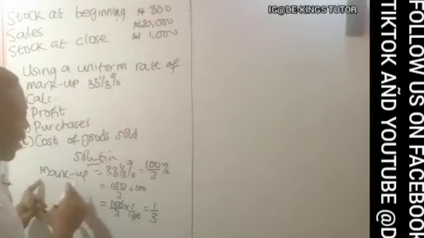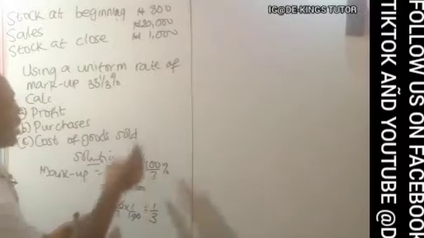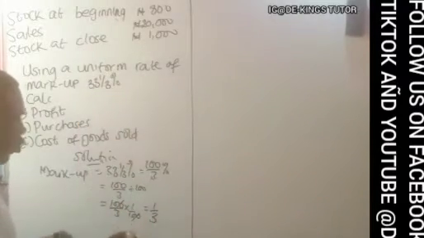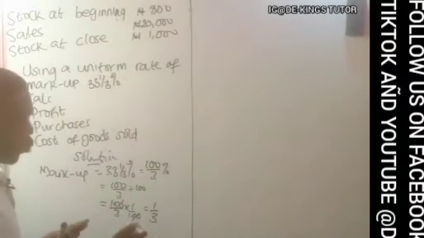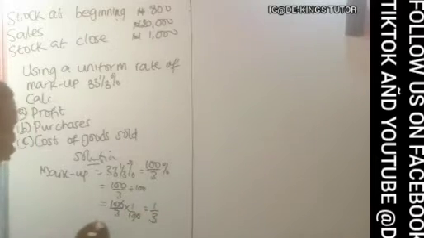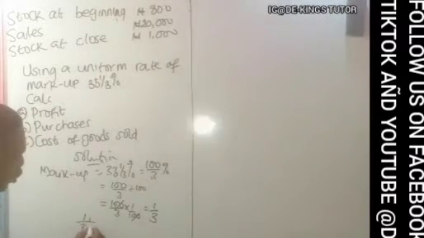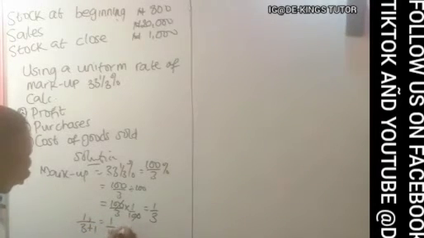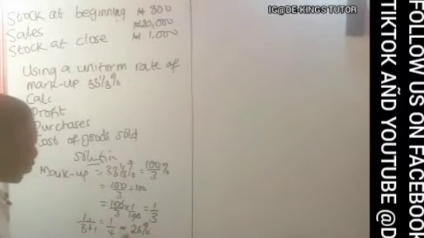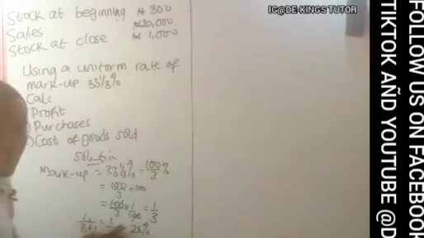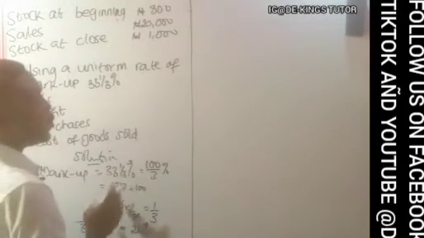To convert this markup to margin so that we can use it to solve this, we said we add the numerator to the denominator. So we have 1/3, and we add the numerator to the denominator: 1/3 plus 1 gives us 1/4, or what we call 25%. So the margin now is 1/4. We're going to use this to solve.